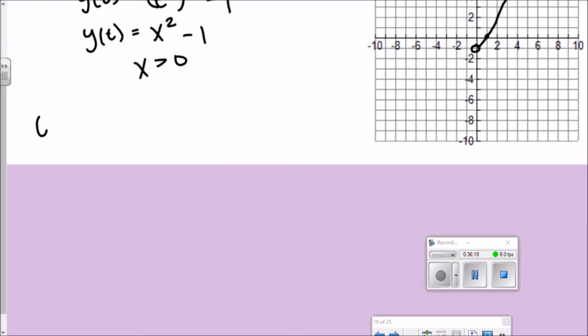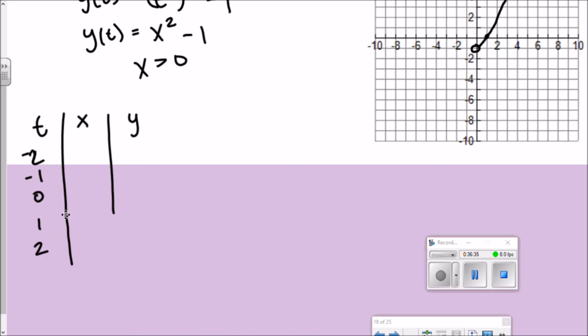Okay, so we have t, we have x, and we have y. Again, I'm going to do some negative. Oh, there we go. Drag those down some, and then let's try it out.